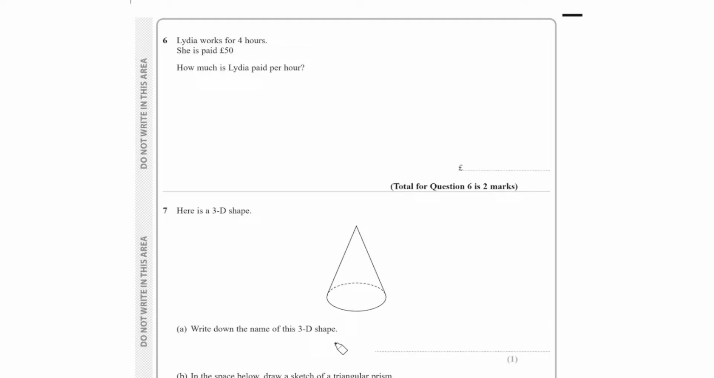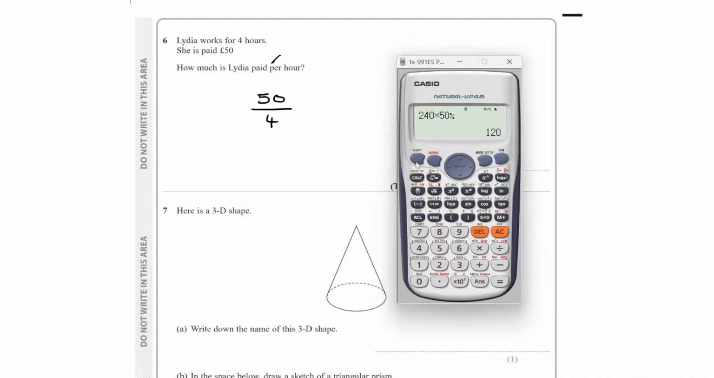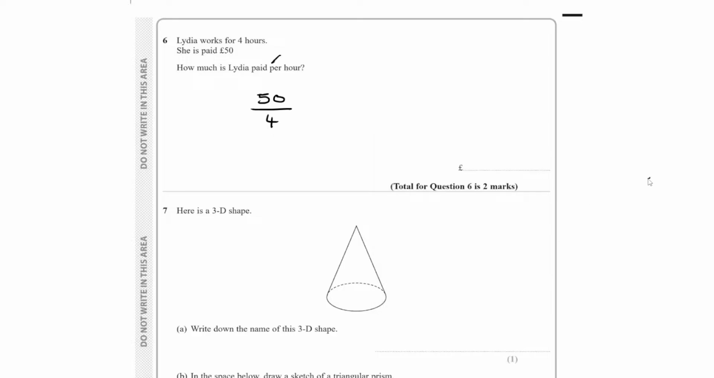Question 6, Lydia works for 4 hours. She is paid £50. How much is Lydia paid per hour? So per hour, the word per normally means divide, doesn't it? So 50 divided by the 4 hours, or a quarter of 50 effectively, is £12.50. So that's 2 marks.